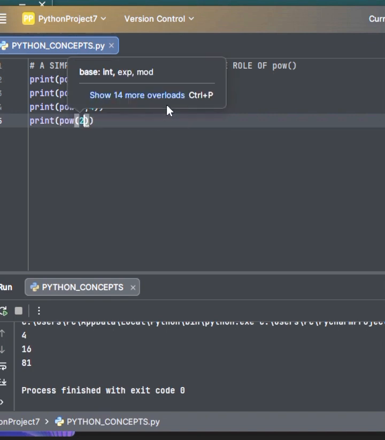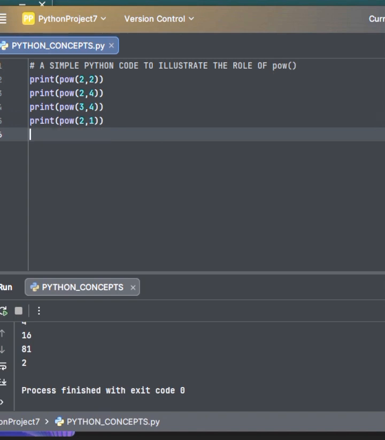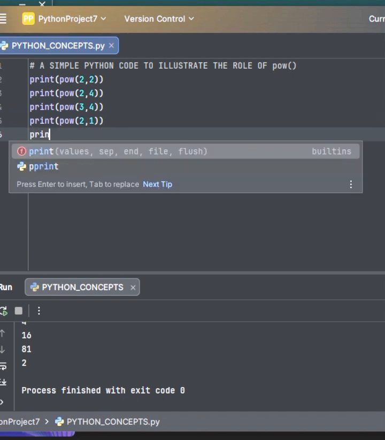We go to our fourth example. We write print, then power, then we write 2 and 1. When we execute, you will notice that it outputs 2. So it has simply multiplied 2 1 times.